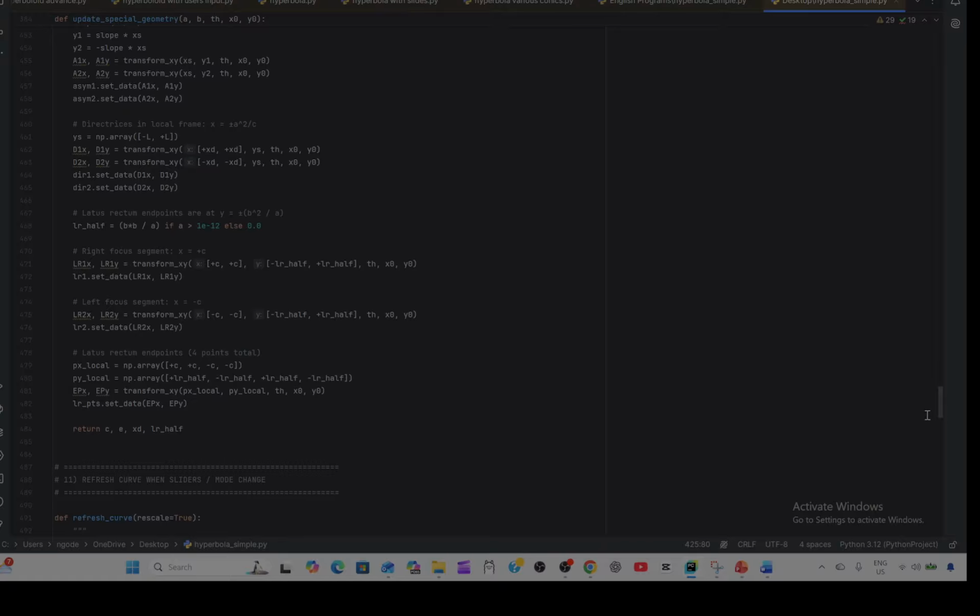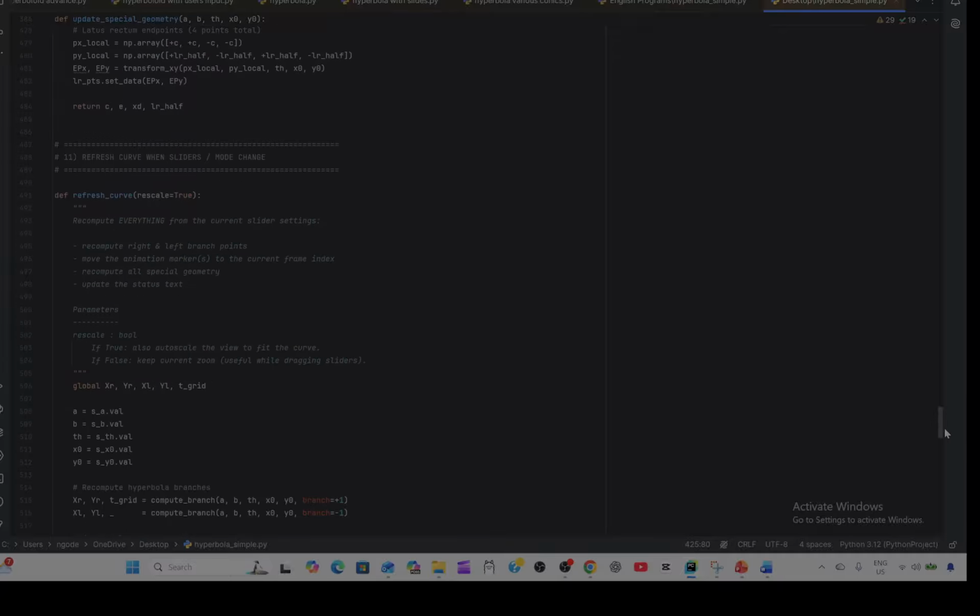So we return all this result, all this property. So we refresh the curve. After we do that, we recompute everything from the current slide. When you want to refresh the code, we can reset that. So everything comes back from the beginning, right?